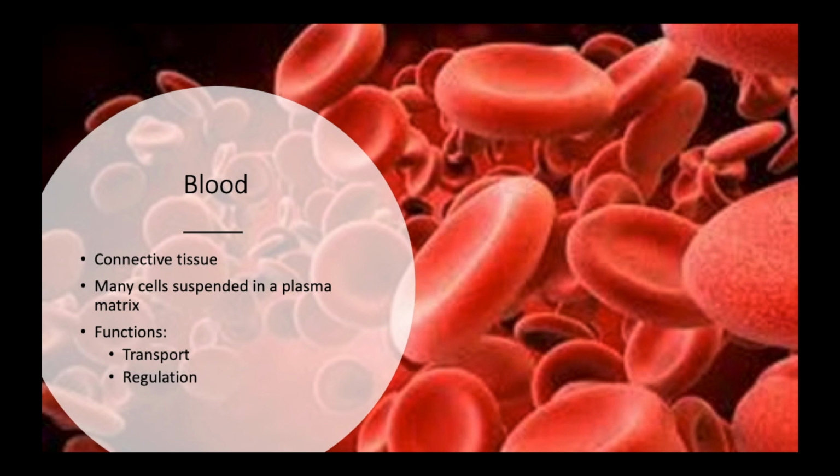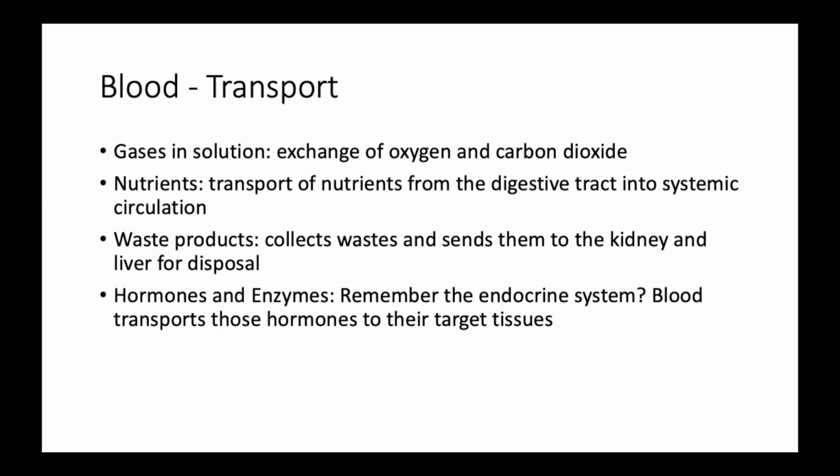Blood is a connective tissue, and it's many cells suspended in a plasma matrix. Functions are transport and regulation. Transport, we're talking about transport of gases in solution, which could be exchange of oxygen and carbon dioxide. Nutrients, we transport nutrients from the digestive tract into systemic circulation. Waste products, blood collects wastes and sends them to the kidney and the liver for breakdown and disposal.